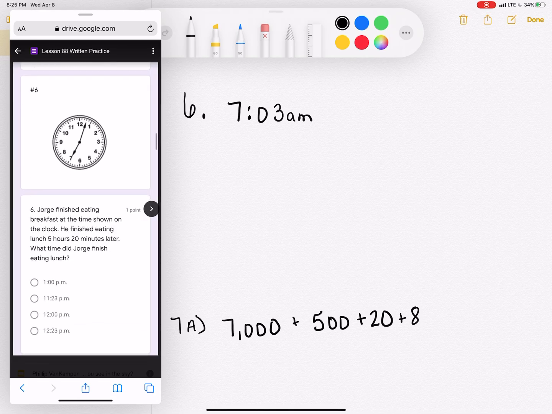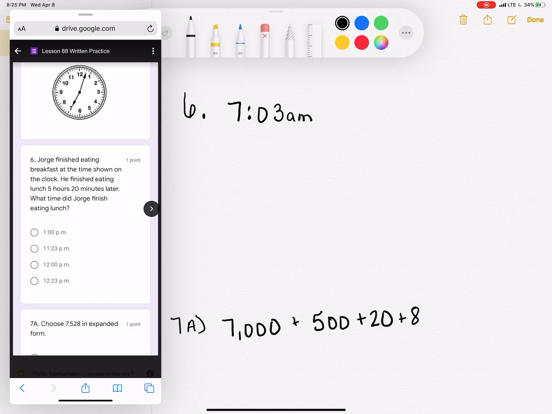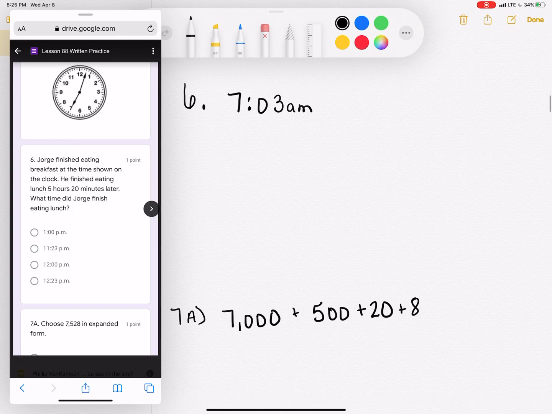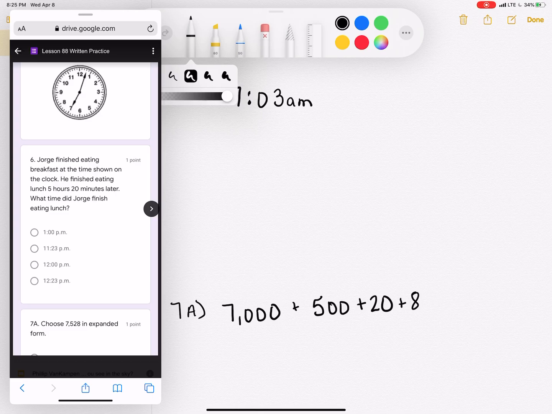Number 6, George finished eating breakfast at the time shown on the clock. That time is 7:03 a.m. It's pretty specific. He finished eating lunch 5 hours, 20 minutes later. 5 hours, 20 minutes later after 7:03. What time did George finish eating lunch?